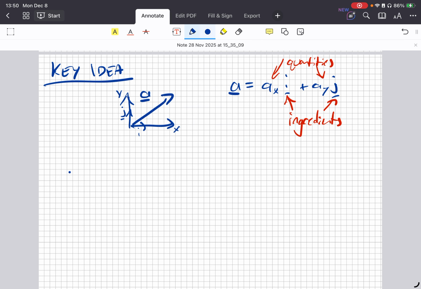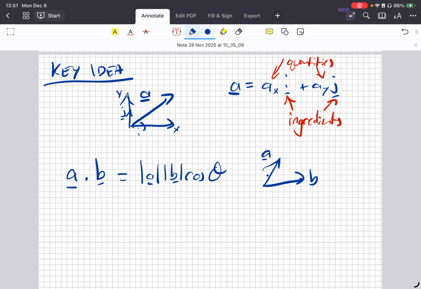And the key thing that I went through in the lecture was the idea of a dot product. So we have the definition of a dot product as being the magnitude of the vector A times the magnitude of the vector B multiplied by the cosine of the angle in between those two vectors. So in this context, we have two vectors like this with some angle in between them. And what I was trying to get across in the lecture was how the dot product basically tells us the alignment between these two vectors.